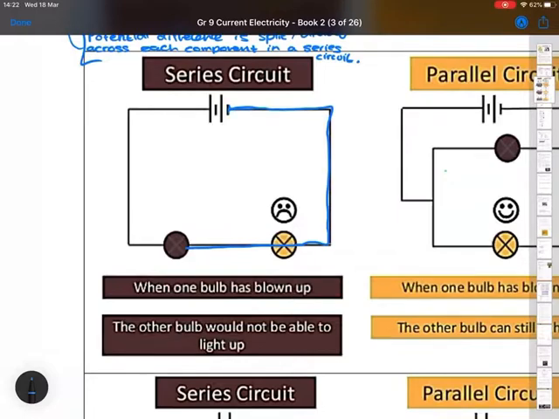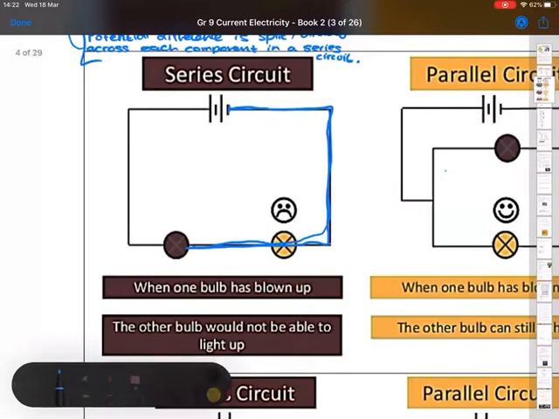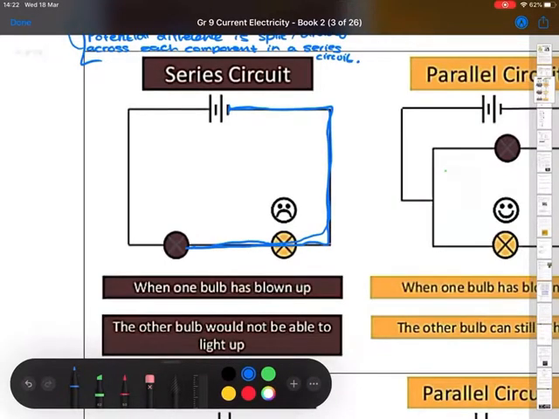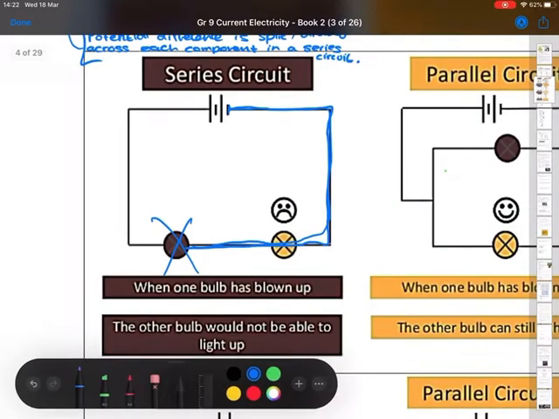So again, do not think that current will leave the negative terminal of the cell, go through the first bulb, so the first bulb will be on, and that's where it stops. No bulbs will be on. So if this bulb blows, let's do it in red, that one's blown.